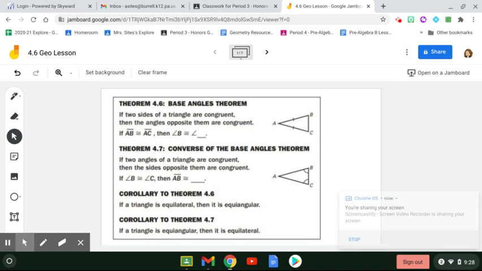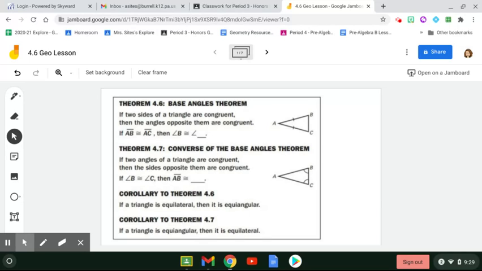Today what you're going to be learning is you're going to be building upon what you've been learning about triangles, and we're going to be adding some new theorems onto it, as well as building upon what you've learned about your triangle congruence theorems as well. So in this lesson, lesson 4.6, we have a base angles theorem.